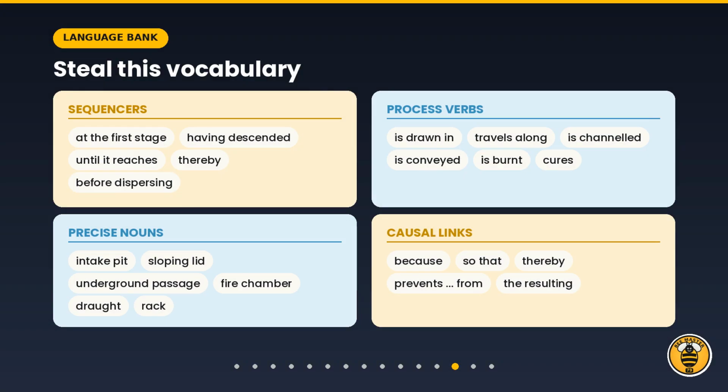Save these sequences to move between stages. Passive verbs, because in a process the machine matters, not the person. Precise nouns for the parts of the device. And causal links, which are the ones most candidates forget completely.